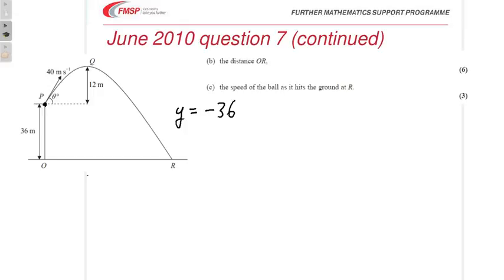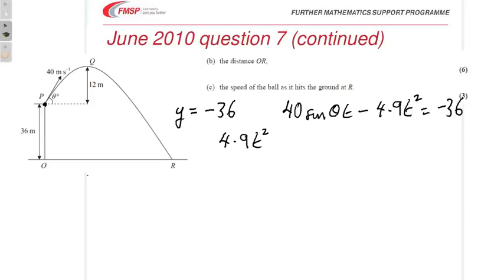Now the y equation was 40 sine theta t minus 4.9 t squared. So we put that equal to minus 36, and we plug in the 40 sine theta from part A, and that means we get this equation: 4.9 t squared minus 15.34 t minus 36 equals 0.